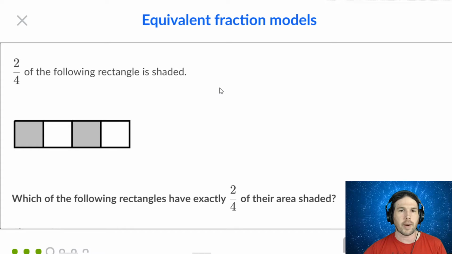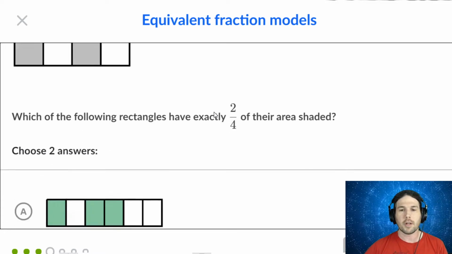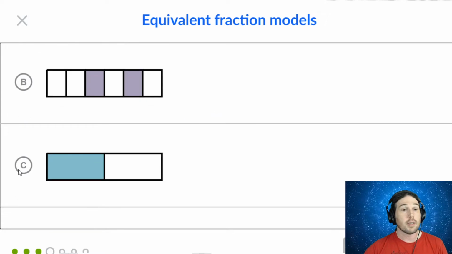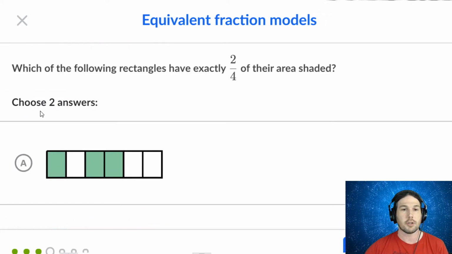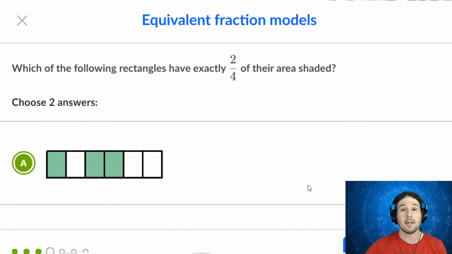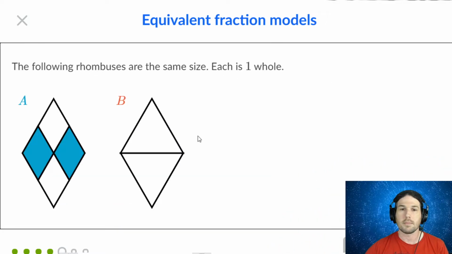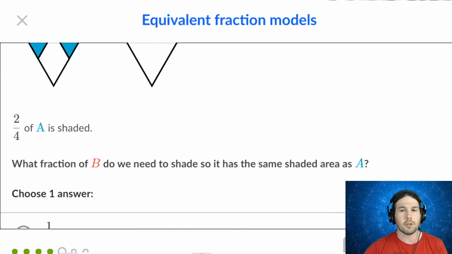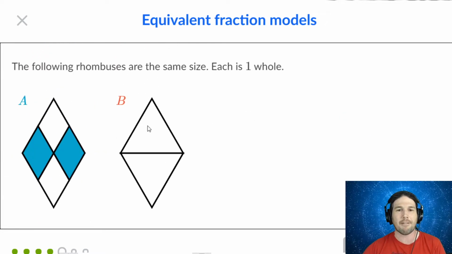2/4 of the following rectangle is shaded. Which of the following has also 2/4? So again, 1/2 is the same thing as 2/4. It does say choose two answers, so I will again choose the 3 out of 6. That is also equivalent to 2/4. The following rhombuses are the same size. We have 2/4. We will need 1/2.